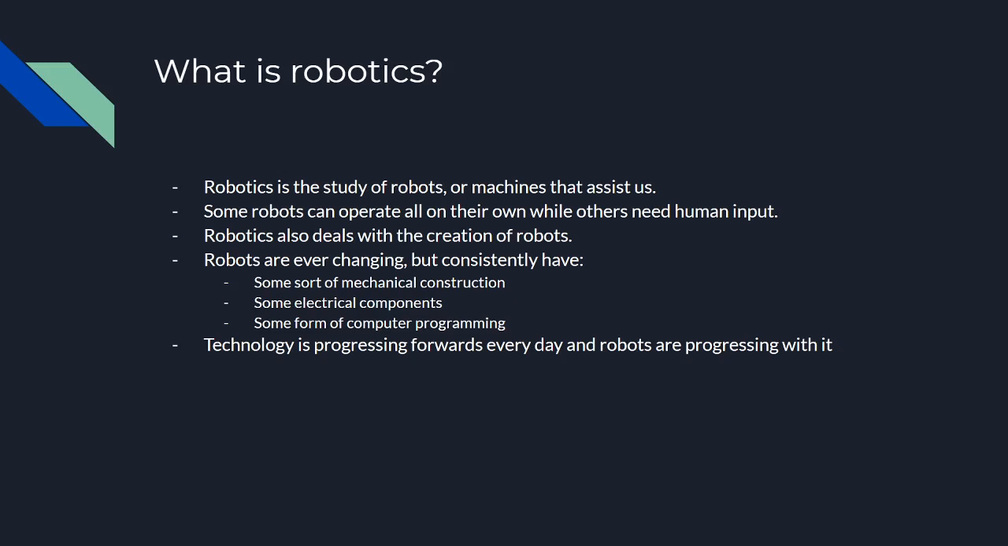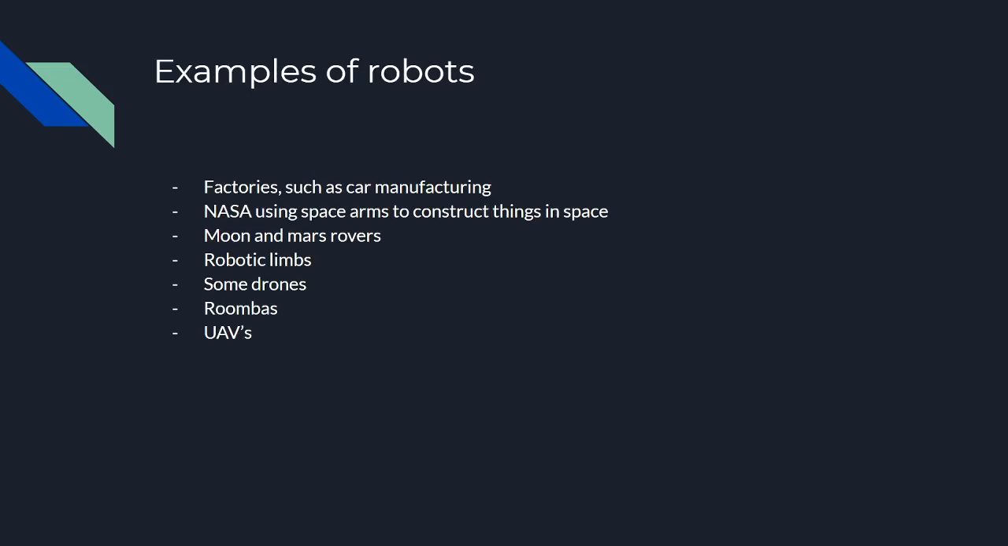Since technology is progressing forwards every single day, robots are progressing with it. So, some examples of robots are factories, such as a car manufacturing factory. NASA uses space arms to construct things in space, such as the space station. NASA also uses Moon and Mars rovers, which are robots. Robotic limbs. Some drones are flown completely using robotics. Little Roomba vacuum cleaners are robotic. And UAVs, which are used by the military as surveillance drones, those are unmanned aircrafts, completely robotic.